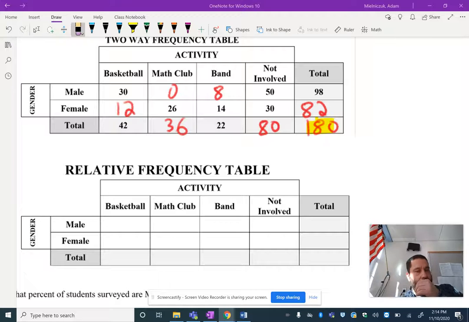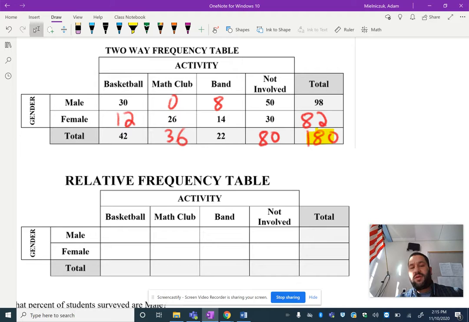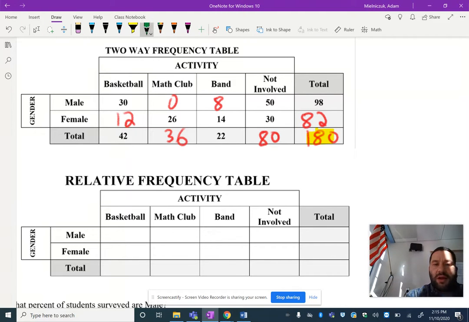All right. So another way to answer the problem we just did, which was asking the number of males surveyed and the number of females in basketball, is to first create what's called a relative frequency table. So what you do for a relative frequency table is you take the number of males, the number 30, and you divide it by the total. So we do 30 divided by 180, which is 0.167. So it has a relative frequency of 0.167.